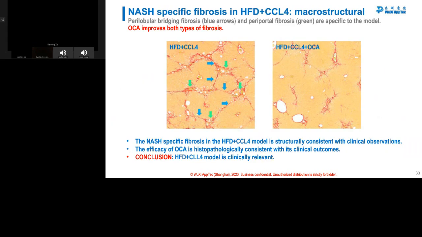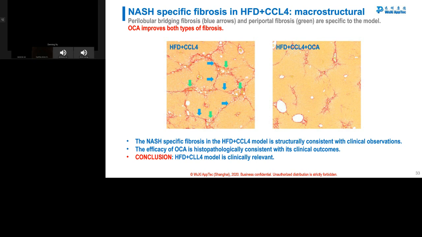So here's another view. We're looking at the macro structure. What is the portal tract region? This is basically the region at the periphery of the lobule, and that's where the fibrosis also happens, and this is where the bridging fibrosis between the neighboring portal tracts is initiated. As you can see in this slide, the green arrows indicate the portal tract region with heavy fibrosis, and the blue arrows indicate the bridging fibrosis seen between the neighboring portal tracts.